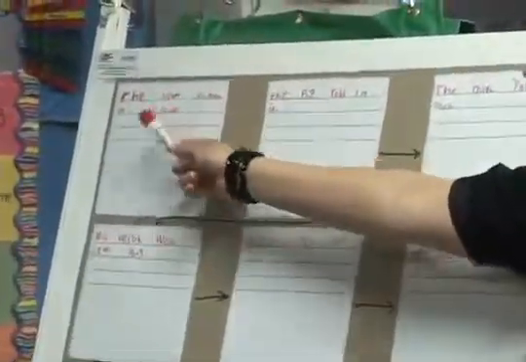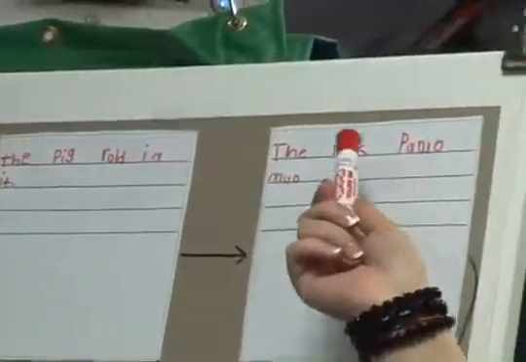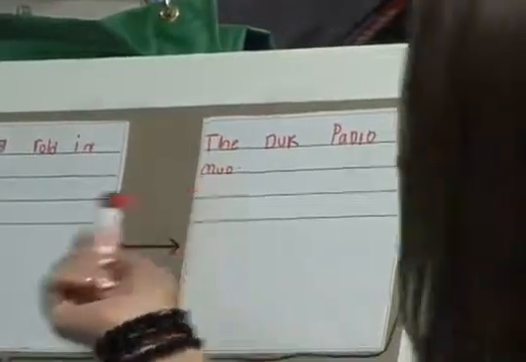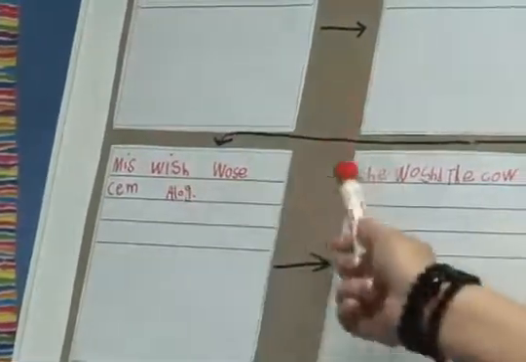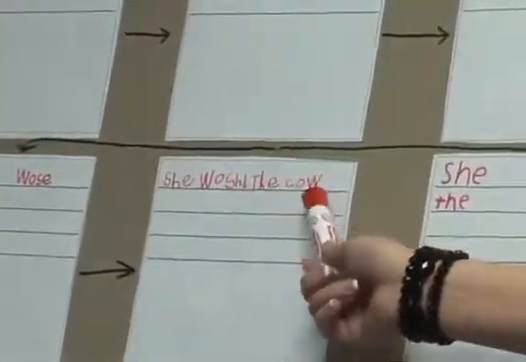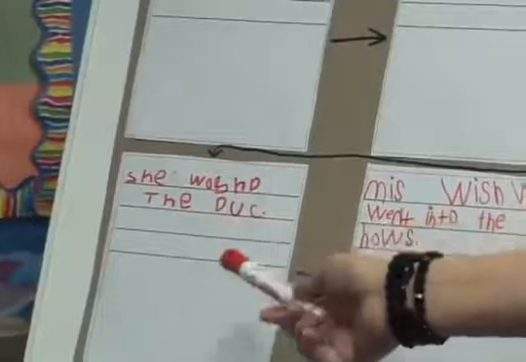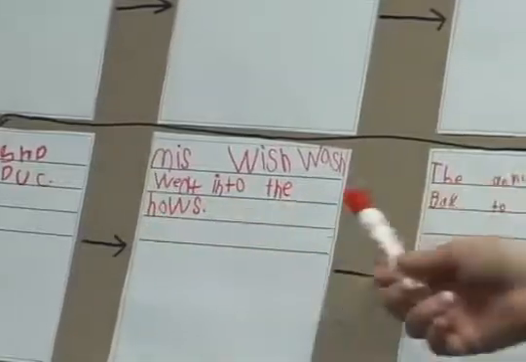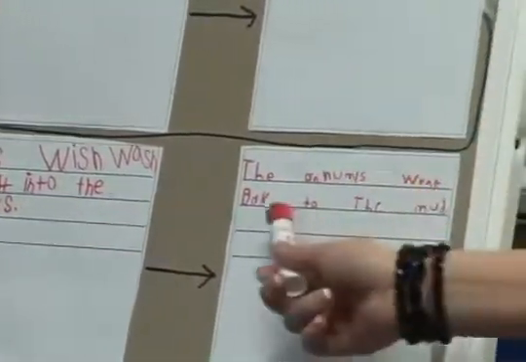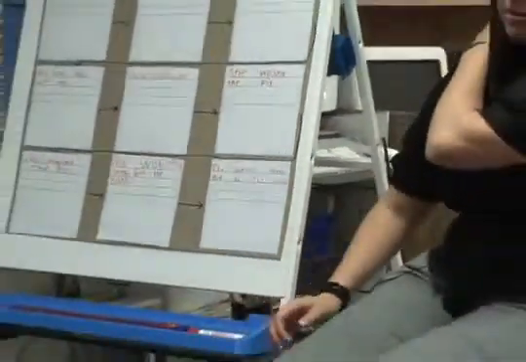The cow jumped in the mud. The pig rolled in it. The duck paddled in the mud. Miss Wishy-Washy came along. She washed the cow. She washed the pig. She washed the duck. Miss Wishy-Washy went into the house, and the animals went back to the mud. Great job. Give yourselves a pat on the back.